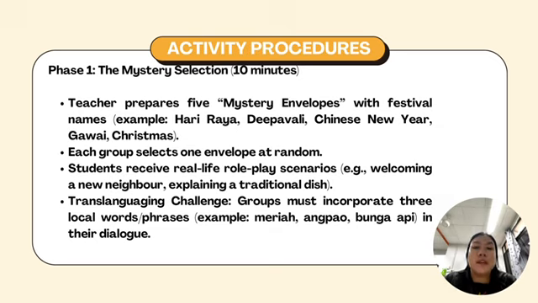Next, students are given a real-life role-play scenario related to the festival. For example, they may role-play welcoming a new neighbor or explaining a traditional dish associated with the celebration. To add translanguaging elements, students are required to include three local words or phrases in their dialogue. Examples include Maria, Angpao, and Bunga Api. This phase encourages students to collaborate, use language authentically, and appreciate cultural diversity through meaningful communication.